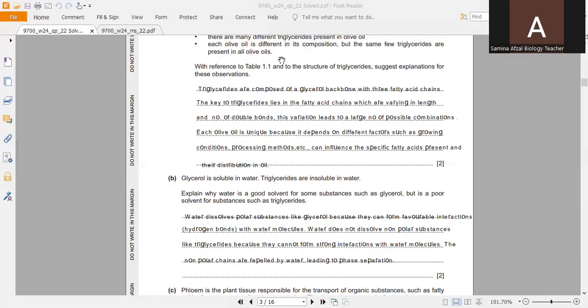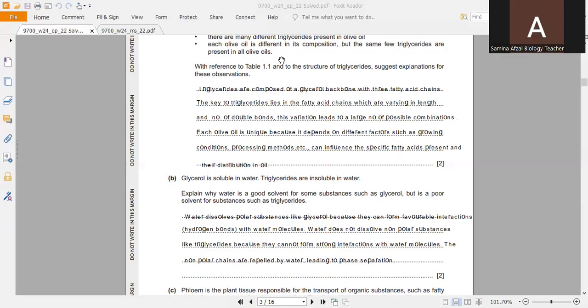So triglycerides are composed of a glycerol backbone with three fatty acid chains attached, and they vary from one another. The key to triglyceride diversity lies in the fatty acid chains. Some of them have single bonds, some of them have double bonds, so they are different from one another.